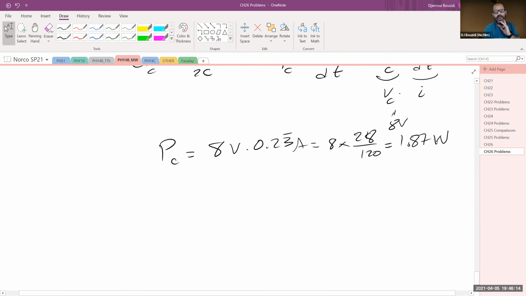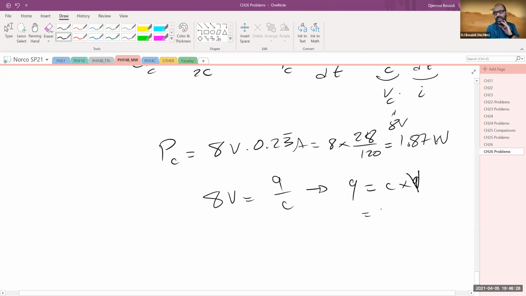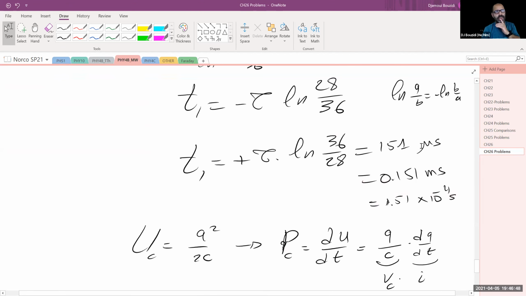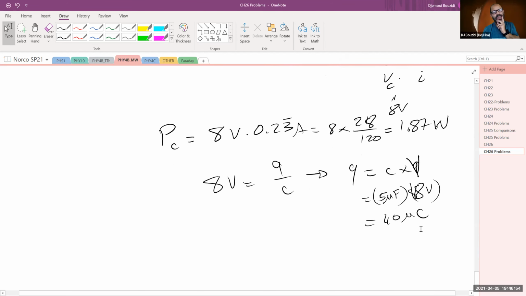All you have to do is say, okay, 8 volts is Q over C. You know what C is, so you can find Q, which is C times V. C is 5 microfarads times 8 volts. 8 times 5 is 40, so it's 40 microcoulombs. That's how much charge you have right now, at this point, which is 151 microseconds after you turn on the switch. So this is how much charge you have in here, but they don't ask for that.